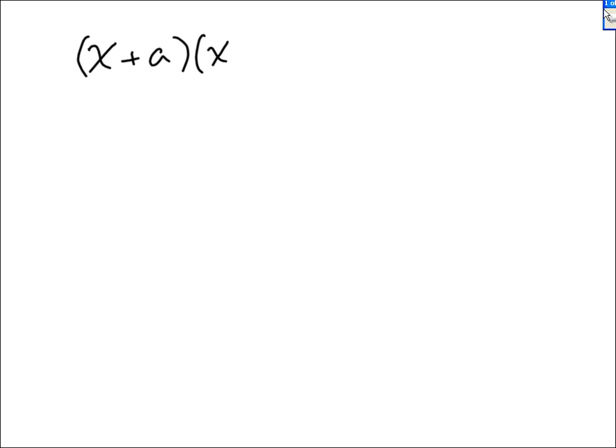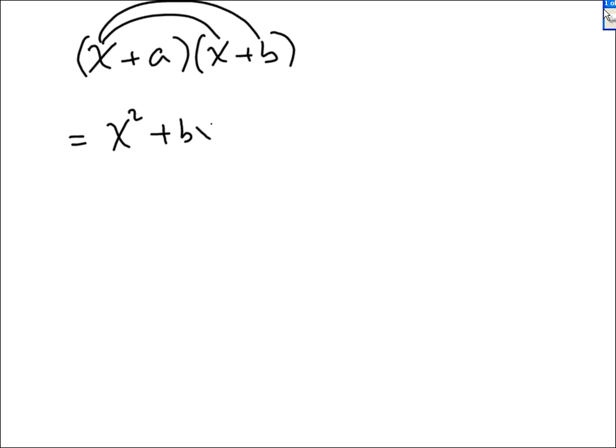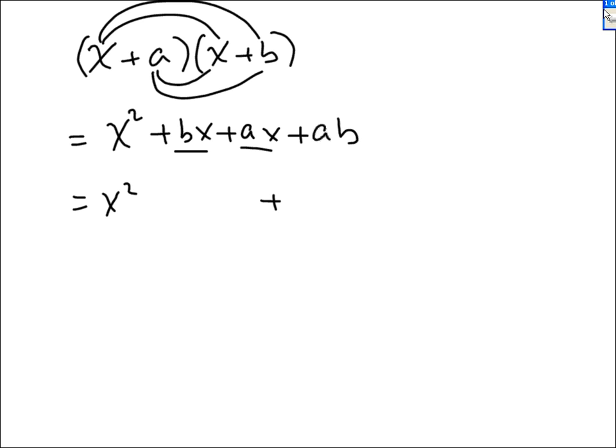You have x plus a, you multiply by x plus b. What do you get? Well, you get x times x, which is x squared. You also get positive bx. You also get positive ax. And you also get plus ab. Now you can combine the x's. You have b of them and you're adding a of them. Well, you have the x squared and the ab.